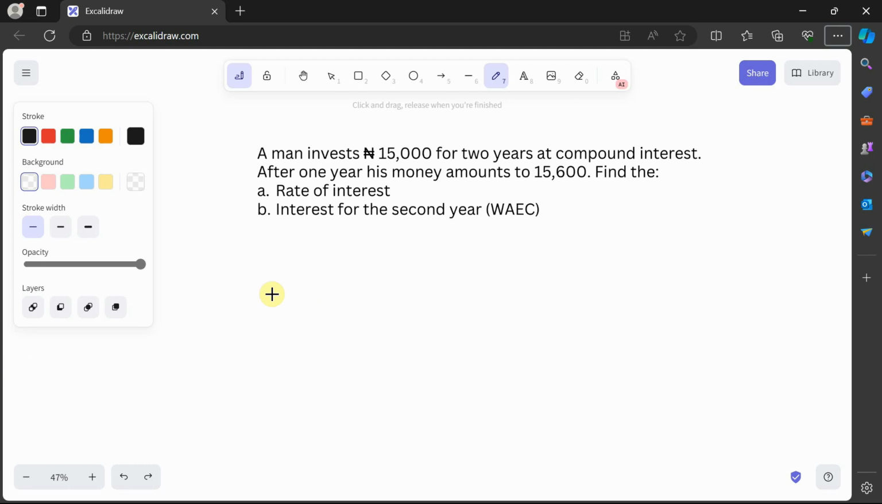So we know that the principal the person invested was 15,000 naira. We also know that the duration of that investment was 2 years and it was compounded. After 1 year, his amount increases to 15,600. So that means the amount A after the first year was 15,600. We're going to find the rate, and we'll find the interest in the second year, so I2.